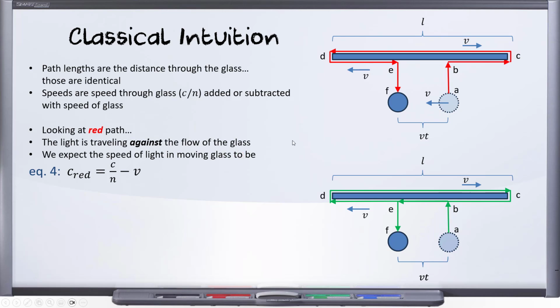And intuitively, we might expect that that's kind of like a boat on a river. If a boat in still water moves at a certain speed, then if you're moving against the current, we would have to subtract the current speed from that to get the speed in the red direction. Speed of light through a moving fiber optic cable in the red direction is the speed of light in the cable fixed minus the speed of the cable.